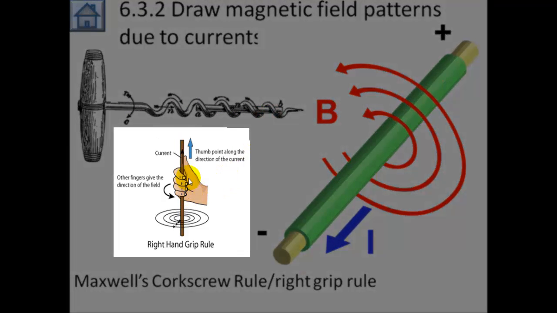And this is another way of looking at it. If your thumb shows the direction of the current, the direction that your fingers wrap around your hand shows the direction of the magnetic field.